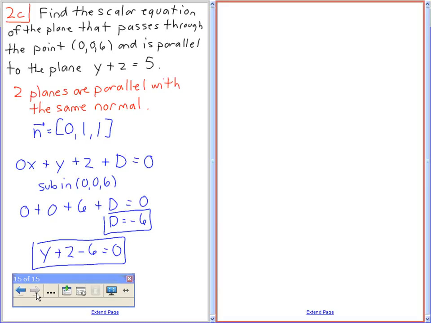If 2 planes are parallel, they have the same normal. Yeah, so that's what I was saying too. If you didn't remember that fact, you could have converted this to scalar form, or converted this to vector form, and made it 2 direction vectors. Right? So once you have 2 direction vectors, you pick a point, and then you can do it.